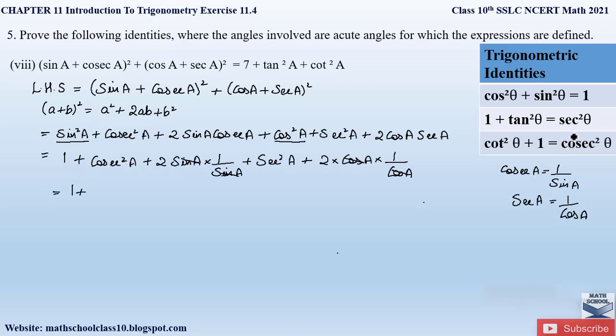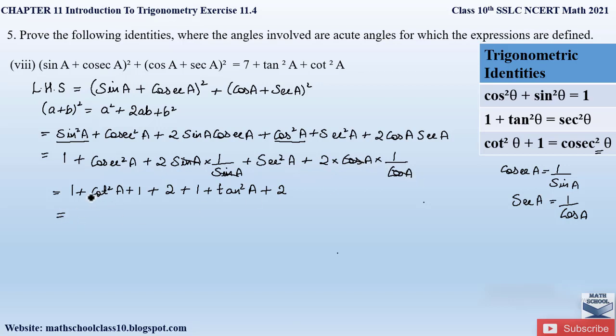If you look in the trigonometric identities again, the value of cosecant square A can be written as cot square theta plus 1. So here we will write cot square A plus 1 instead of cosecant square A, plus here sin and sin will get cancelled, so 2 is left, plus again we have now secant square A. Again applying the third trigonometric identity, where secant square theta is equal to 1 plus tan square theta, instead of secant square A we are going to write 1 plus tan square A plus, now again here we have 2 because cos A and cos A are getting cancelled, right?